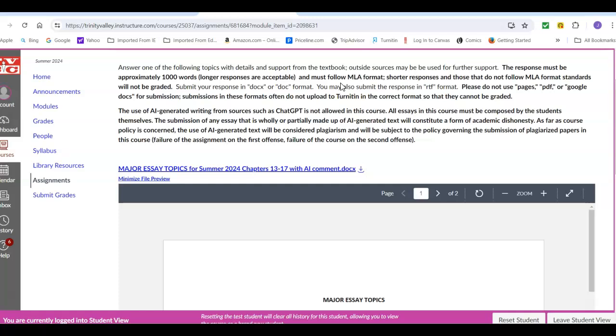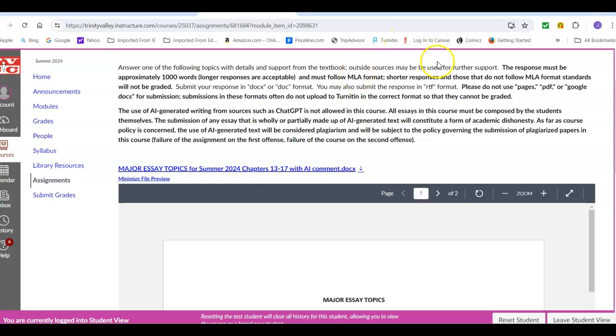As you'll see, if the essays are short of 1,000 words or do not follow MLA format, the grade will, it says will not be graded, well it actually will be, because a 0 will be recorded. I ask you not to use Pages, because Apple's version of a Word document, Pages, and Turnitin do not work too well together. PDFs or Google Docs, if you save it to your Google Docs, sometimes when you try to upload it into Turnitin, the format gets readjusted for some reason. So be careful about that.